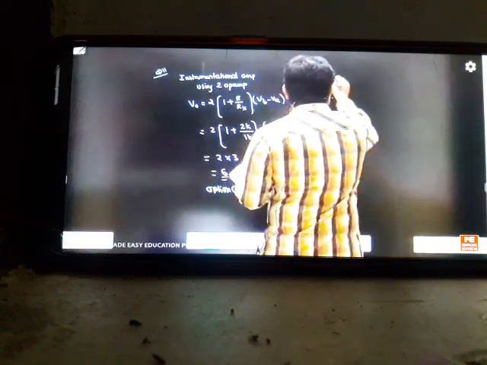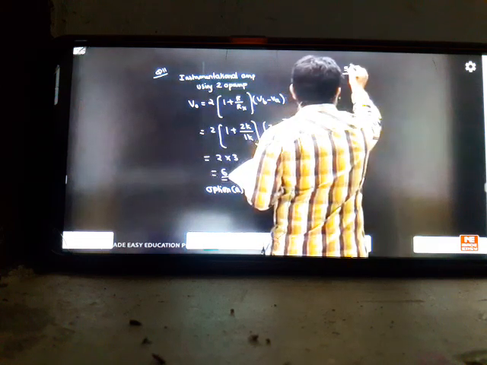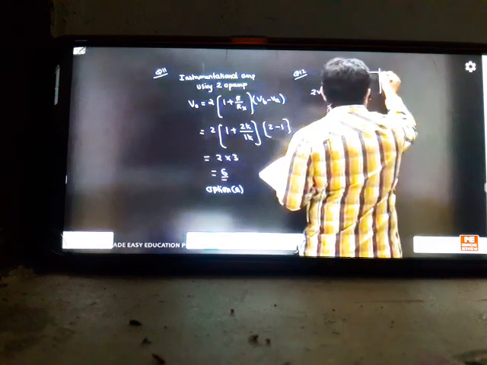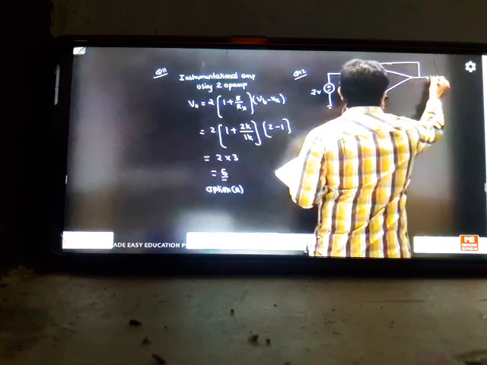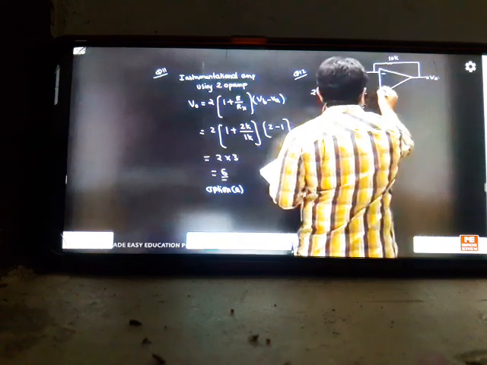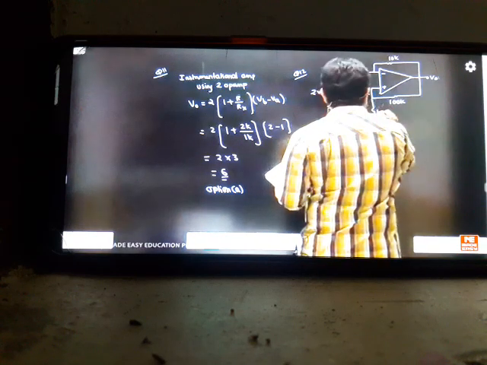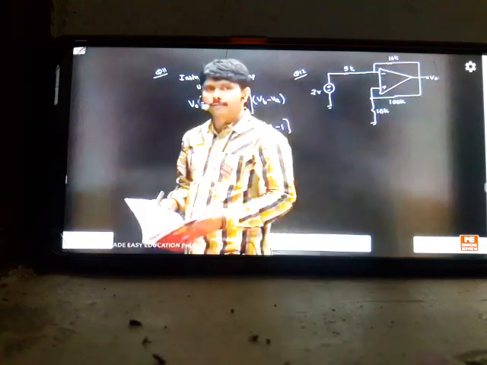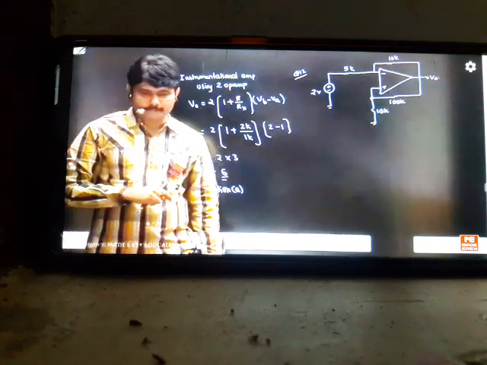See here, he has given a voltage of 2 volts. Next he has given a 5k resistor. The next is the op amp, with minus and plus, and you have 10k to the output. This is 10k, and here we have a resistor of 100k, and we have 10k. The only problem for the student when seeing this question is whether to take positive feedback or negative feedback. So you are seeing both of them.